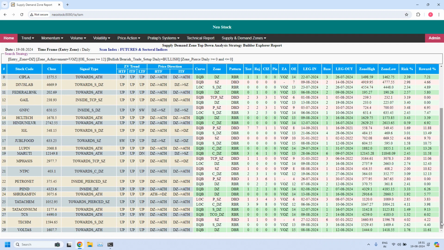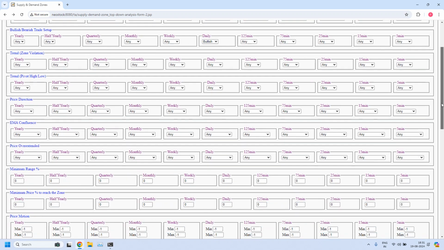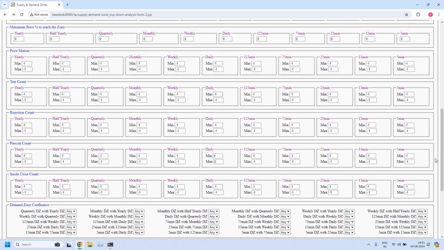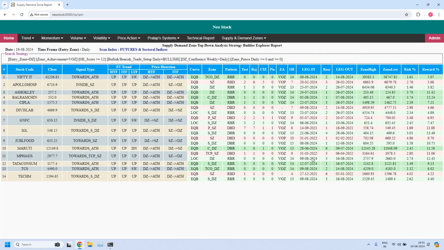Maybe we want to know how many of these stocks have confluence with the ITF time frame. That means how many of these daily zones have confluence with the weekly zones. So for that, in the demand zone confluence, let's add the filters. In the demand zone confluence, for the daily demand zone with the weekly demand zone confluence, I enabled the filter. Let's verify. See, now 14 stocks are filtered. These 14 stocks have confluence with the weekly demand zones.